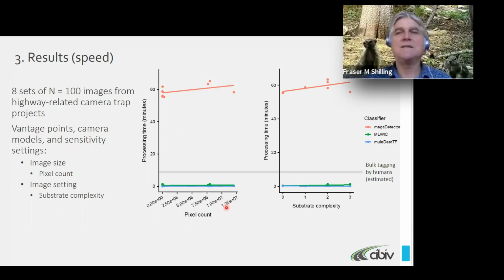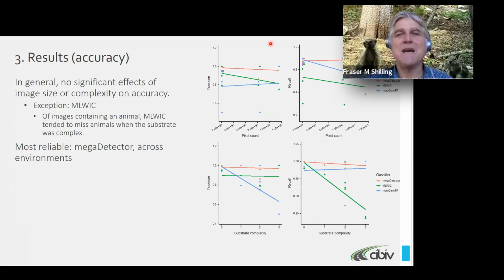And for MegaDetector, the more pixels there were, or the more complex the background, the slower the tool ran. So you might think, well, that means maybe MegaDetector is not that great. Well, MegaDetector actually turned out to be really good when it came to accuracy. And so this shows 2 different measures of accuracy, precision and recall. And the number 1 on the y-axis would be right here, and here, and here, is perfect. So that's what you're really looking for.